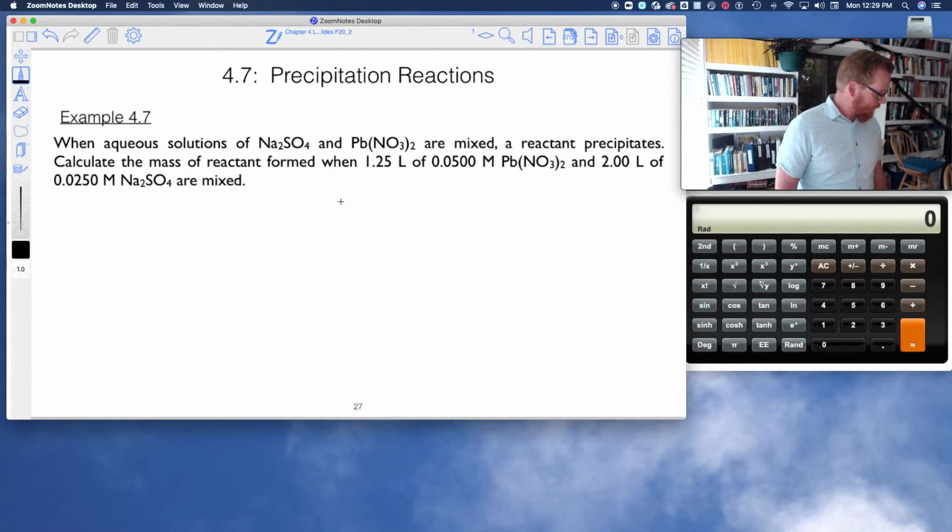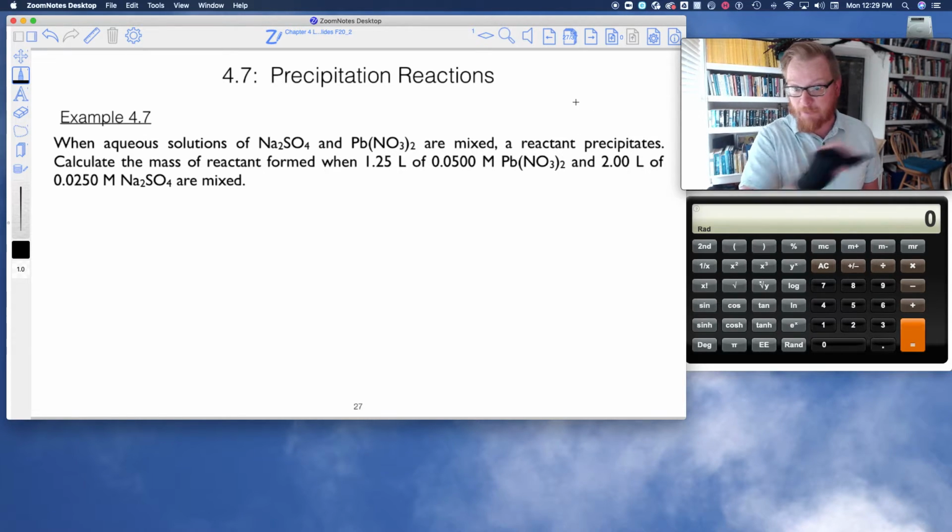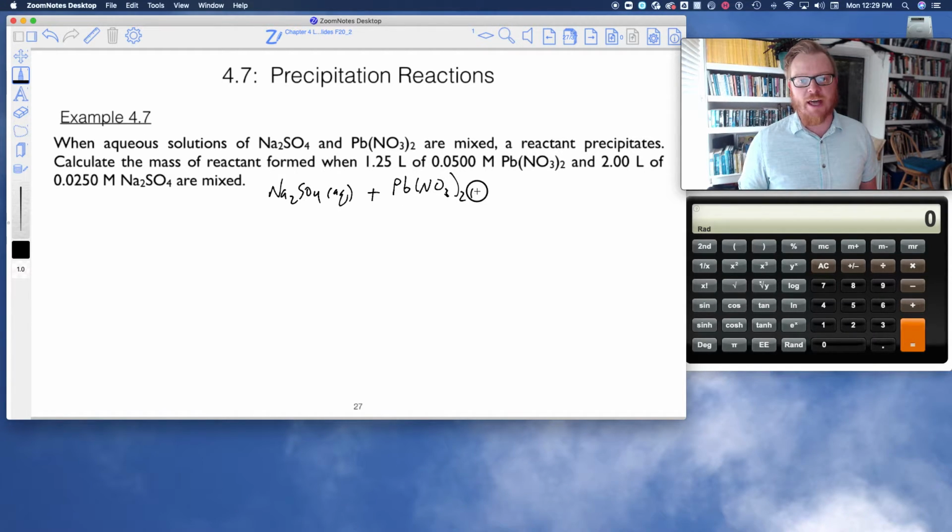So let's see the problem. It says, when aqueous solutions of sodium sulfate and lead nitrate are mixed, a reactant precipitates. Okay, stop. I'm not even going to read anything more. I can see that I don't have a reaction, so I have to get a reaction out of this. So it says, when aqueous solutions of sodium sulfate and lead nitrate, so this is actually lead 2 nitrate, mix, okay, a precipitate forms. We have to figure out what that is, okay?